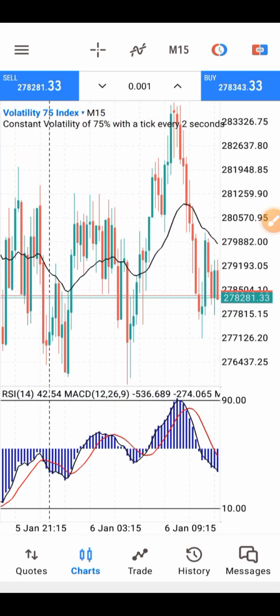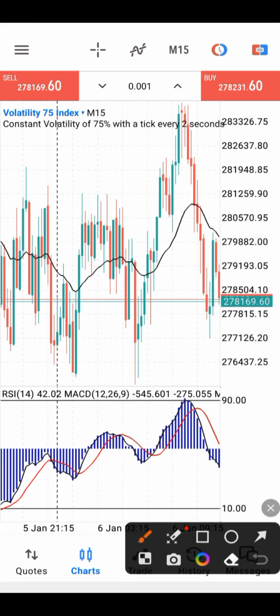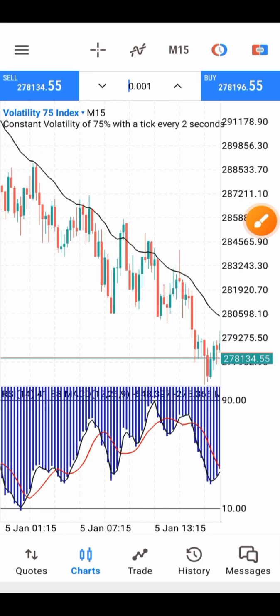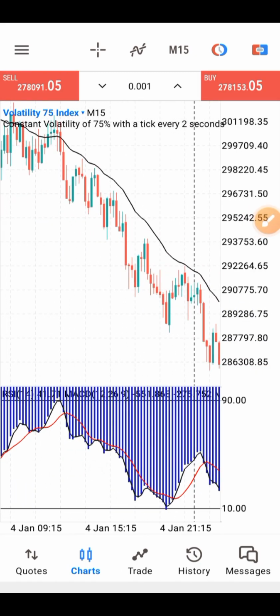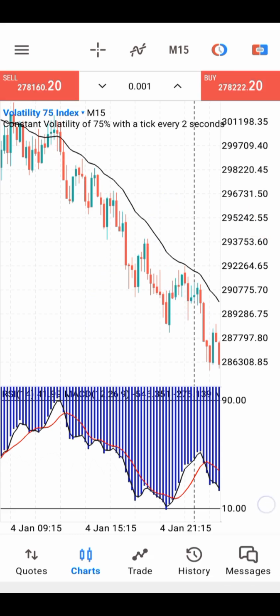Now, what are the things to consider before jumping into a trade? Like you see on the chart now, you can see that the moving average is in between the candle. This is not a good idea to trade. You understand? Instead, watch when the market is trending, that is, when the market is trending down or trending up. Now the market is trending down.